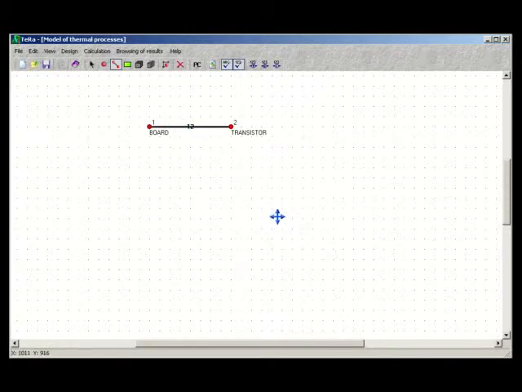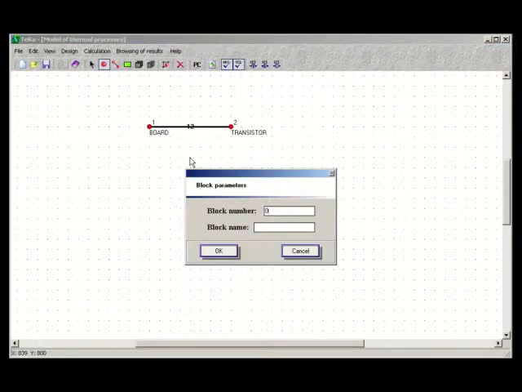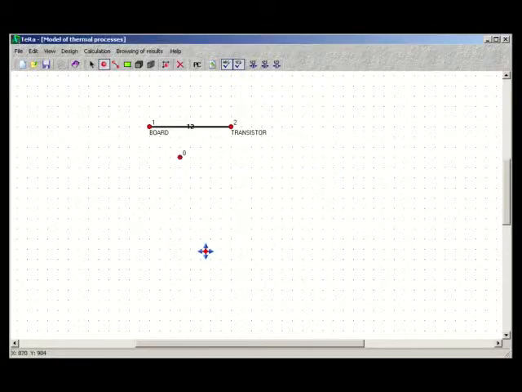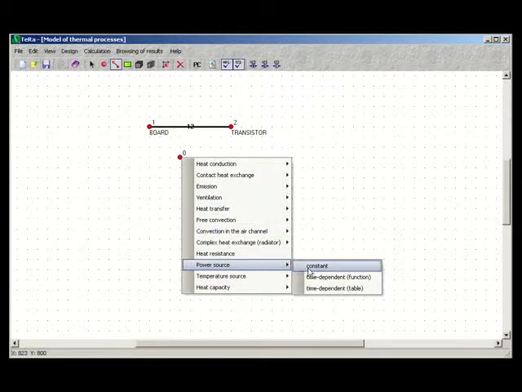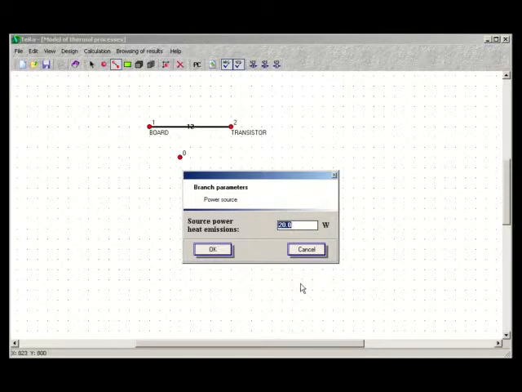If thermal energy is released in an allocated volume, for example in a transistor, then a power source is placed within the corresponding model block. For this purpose, it is necessary to enter a zero block, the block with the zero parameter, and to connect the block of the transistor to the zero block and to choose a power source constant. Let us enter the value of source power of heat emissions in the transistor, 5 watt.